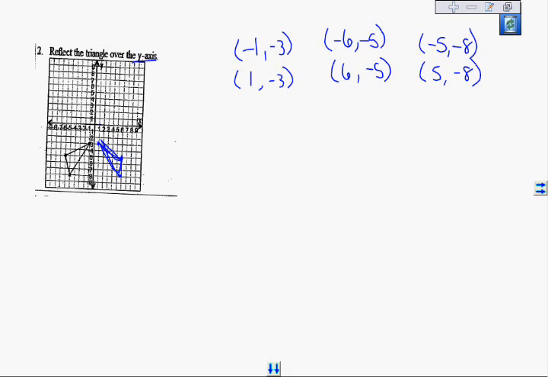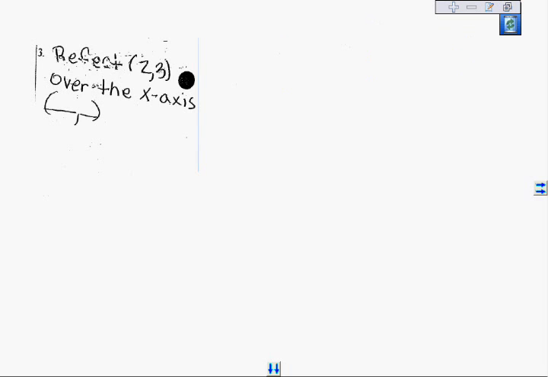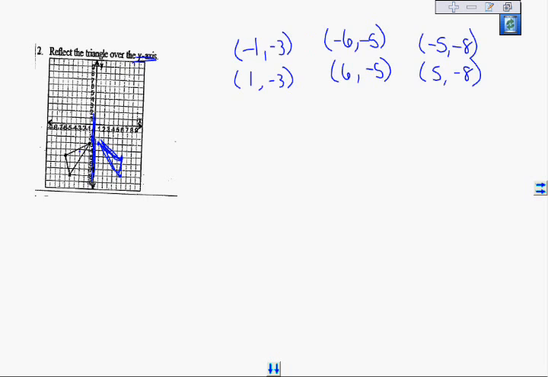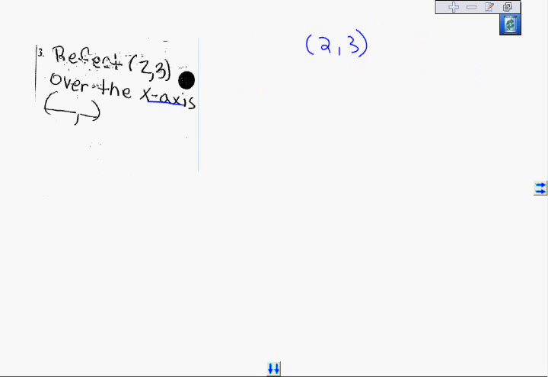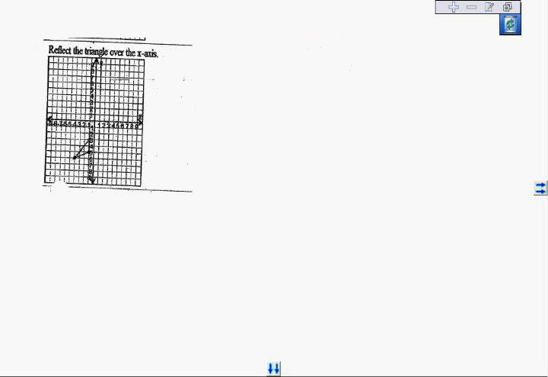Now, double check. Make sure that you flipped over the y. Here's the y. Did you flip over it? Yes, you did. Next, reflect over the x-axis. Well, if when we flipped over the y we changed the x, then when you flip over the x, you change the y. Next, reflect over the x-axis. So we're going to be changing the y.